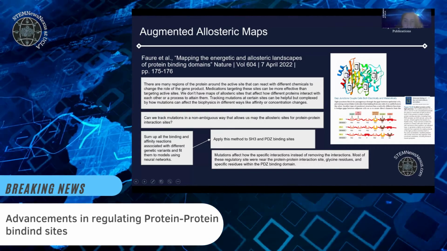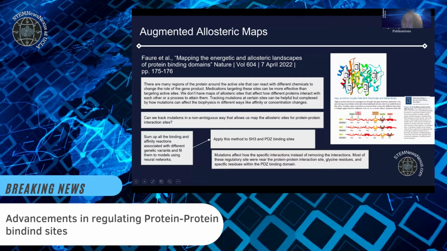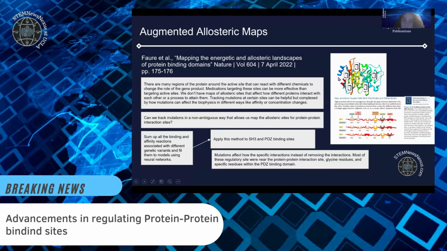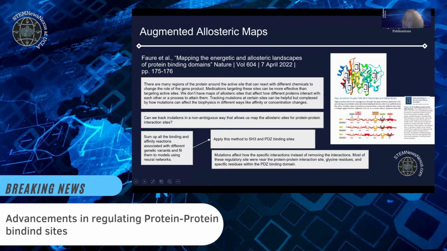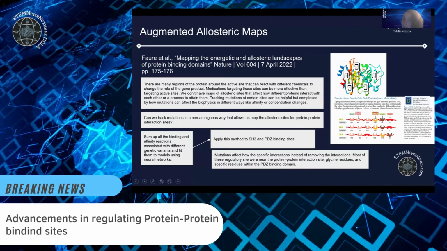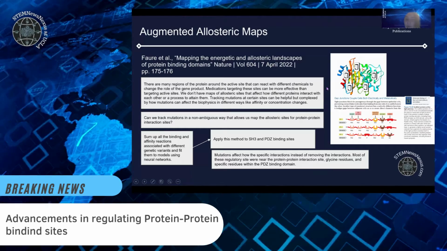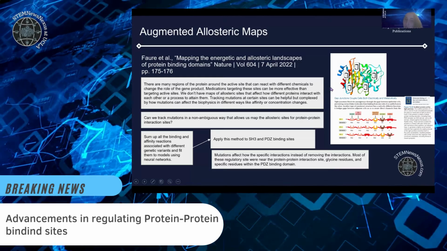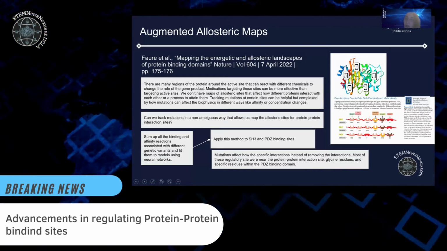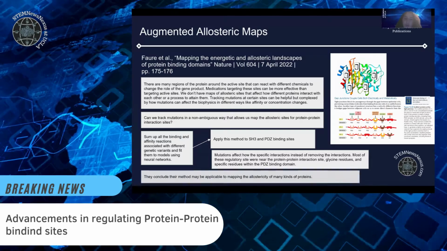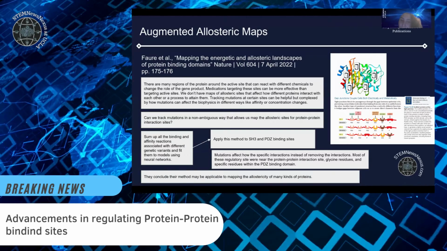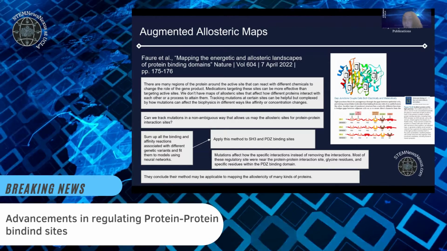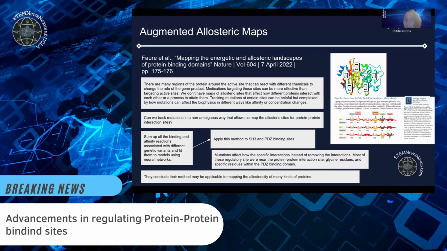And then they have different glycine residues that are also specific towards affecting the protein-protein binding domain. And also they have specific residues within the PDZ binding domain that seem to have different effects. So they conclude that they can use this method to map the allostericity of many different kinds of proteins. So that's just something that we'd have to continue to look at with their literature.